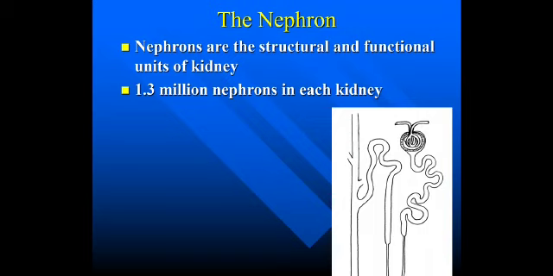juxtaglomerular apparatus, which forms the renin, and this renin plays a role in conversion of angiotensinogen to angiotensin 1, which regulates the blood pressure. You all know angiotensin 2 is a potent vasoconstrictor.